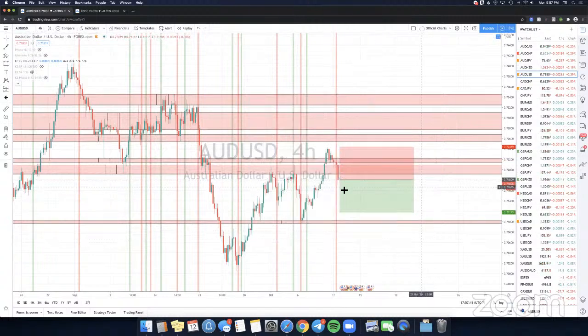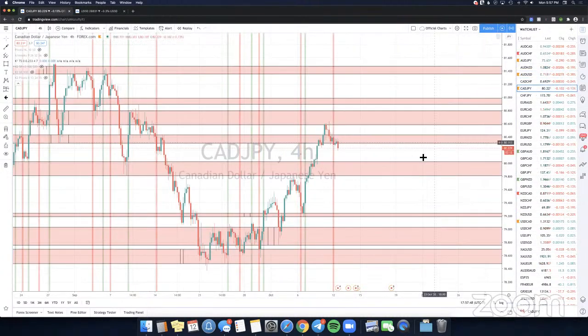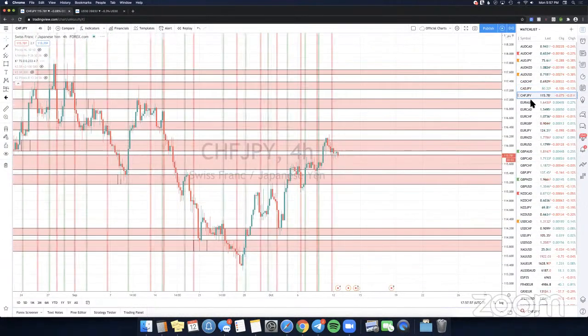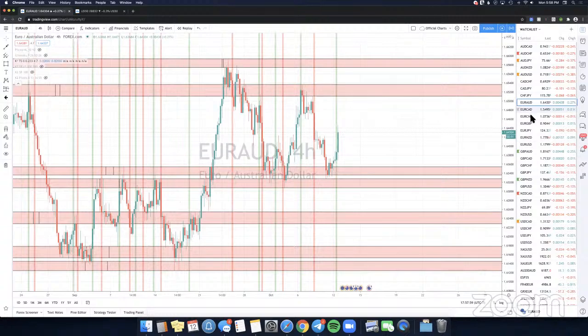All right, 63 pips right there. It's a nice move. So it looks like the Aussie pairs are going to be our main focus right now. I think I was looking at CAD JPY, but it didn't really fit my criteria. So I'm just going to zoom through these real quick to make sure there's nothing else here that you might want to take.